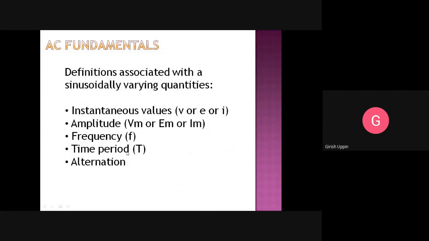Then time period. What is a time period? The time taken for completing one cycle is called a time period, and it is represented in seconds. Alternation. What is alternation? Alternation is nothing but the time taken to complete half a cycle, and it is represented in seconds.